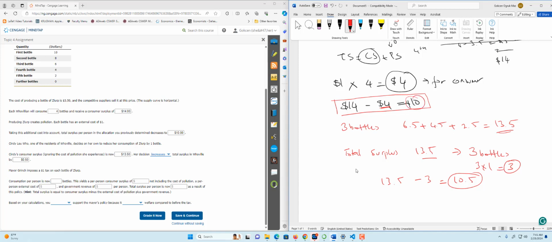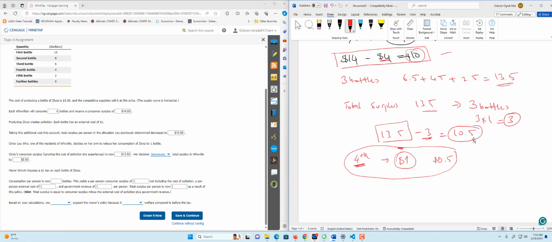So we get the net surplus of $10. But if Sandy gives up consuming the 4th bottle, her total surplus turns out to be 13.5. If we subtract the external cost of 3 bottles, her total surplus is 10.5. As you see, the total surplus increases from 10 to 10.5.